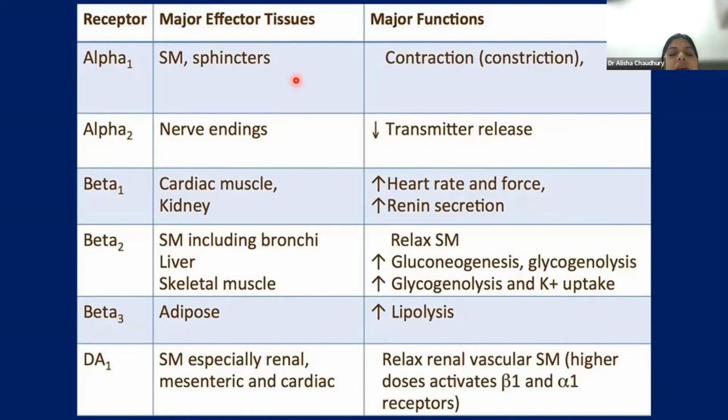Okay. So the point of putting this slide was that apart from your usual alpha and beta and DA1, we have alpha 2 and beta 3. Alpha 2 is not much used when we talk about vasopressors and inotropes. Beta 3 will be definitely of use when we are reading about adrenaline. I'll be mentioning over there. Just remember, beta 3 is in the adipose tissue and stimulation of that receptor causes increased lipolysis.